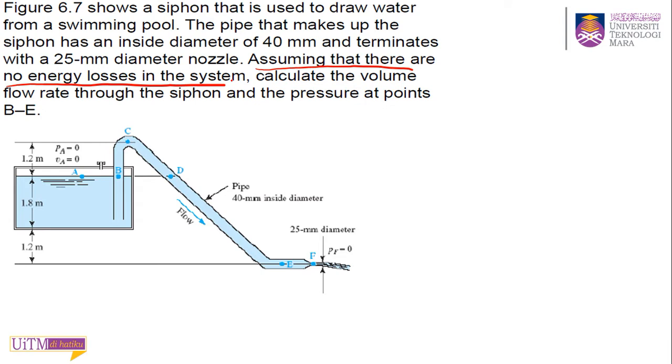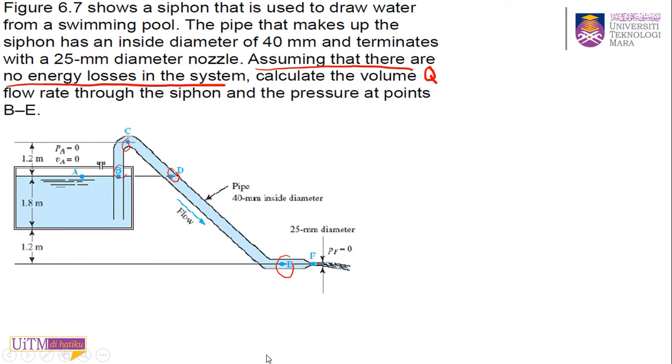So that's why in the question they will always mention this. Calculate the volume flow rate. Your volume flow rate, I hope you still remember, it is the Q, right? Through this siphon, this 40 millimeter pipe, and the pressure at points B until E. So B, C, D, and E. So there are 4 pressure points that they ask you to find.